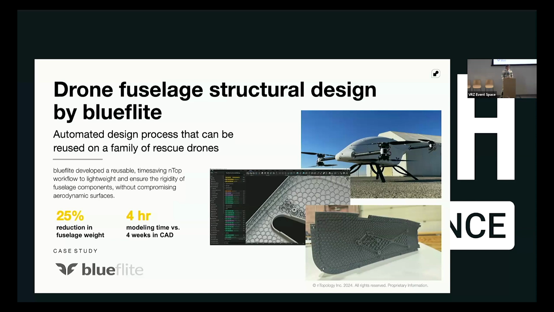So we were able to reduce the weight of this specific component, and there are many components on this that can be reduced, by 25%. And also we're able to model it in a total of 4 hours from beginning to end. It's kind of funny, it's hard to believe, but this actually took 4 weeks for them to design this component using their traditional process. There are many parts on this and many opportunities to optimize throughout.